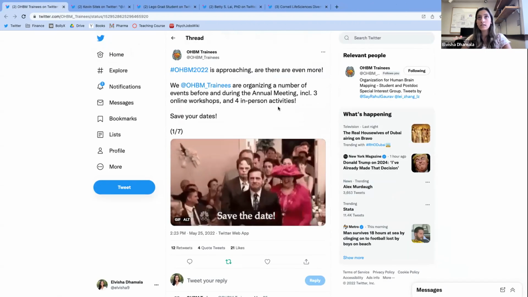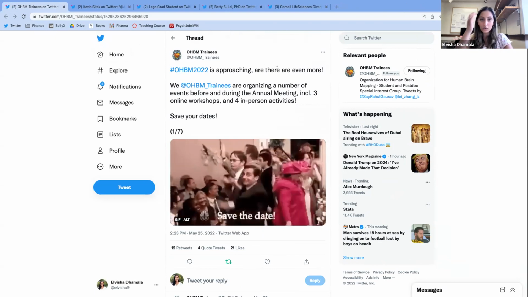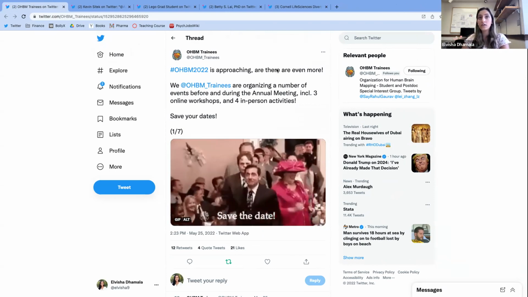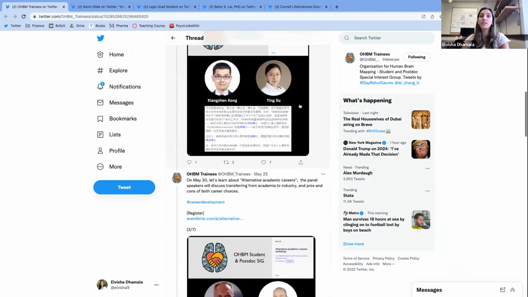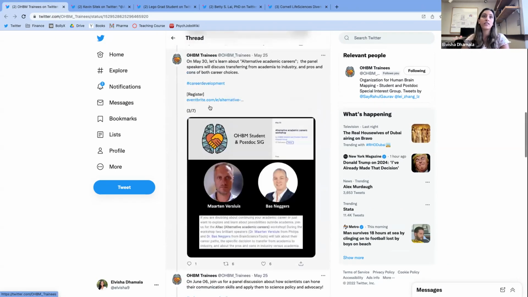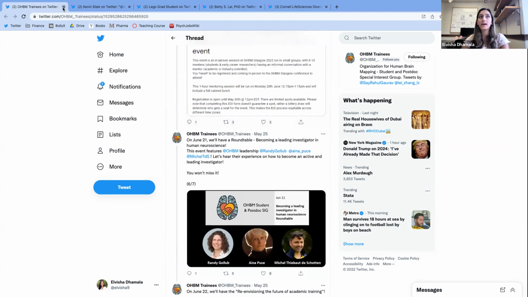This here is from one of the organizations that I'm a part of, and every year at this annual meeting, they organize a bunch of different events. So here they were just putting together a thread of all the different events that they had planned, like what to expect, how to register, super straightforward, just like that.